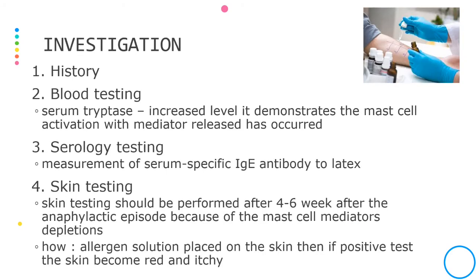Investigations are history taking, and blood testing, where an increased level of serum tryptase demonstrates that mast cell activation with mediator release has occurred. Serology testing, where measurement of serum-specific IgE antibody to latex is taken. Skin testing, which should be performed 4 to 6 weeks after the anaphylactic episode because of mast cell mediator depletion. It is done by placing an allergen solution on the skin, and if it's positive, the skin becomes red and itchy.